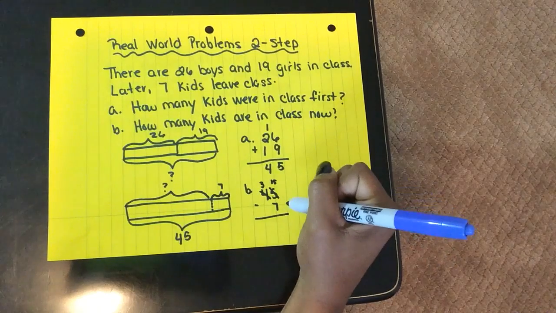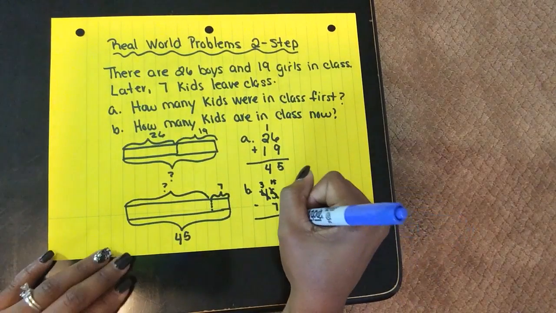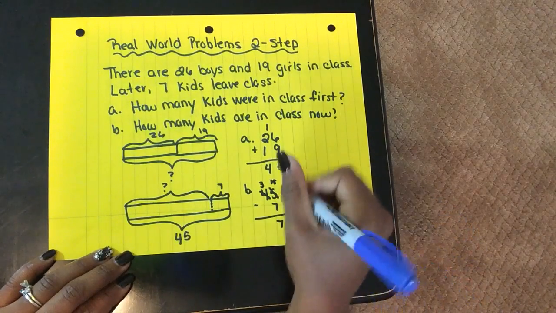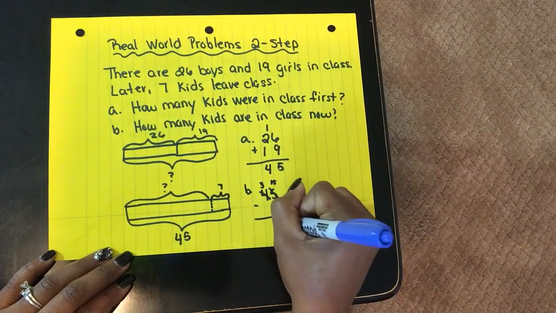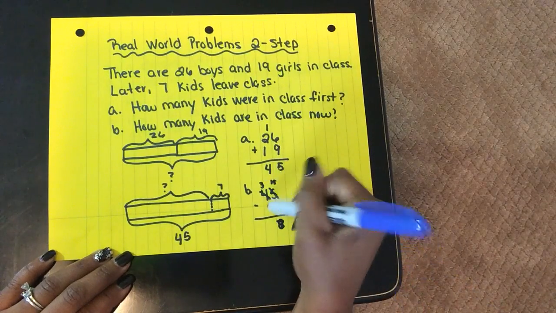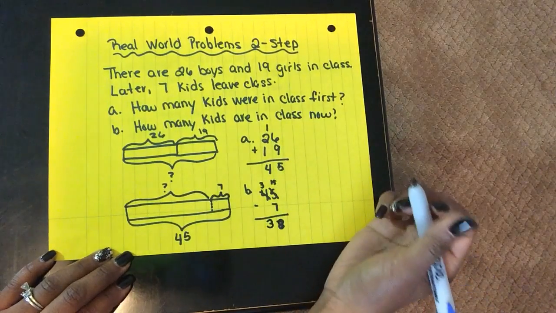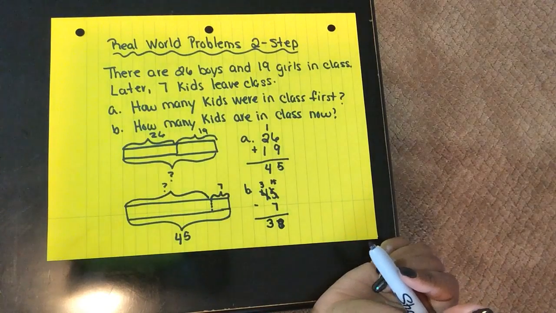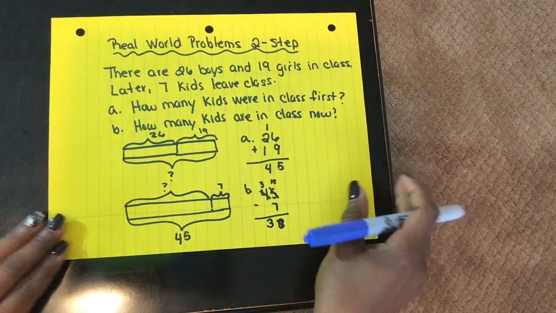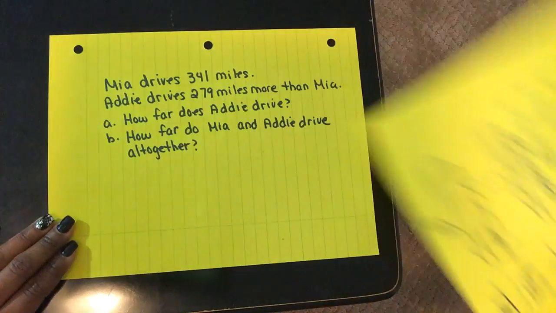15 minus 7 is 7. I'm sorry, 8. It's getting late. And then 3 minus 0 is 3. So we have 38 kids now left in class. Okay. The second one.